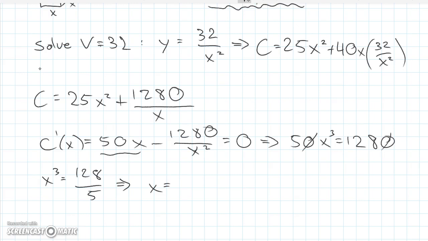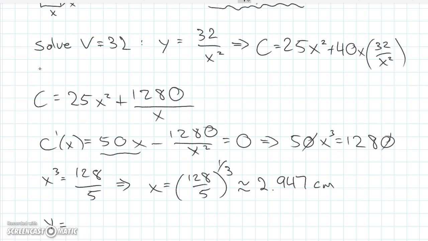So x is going to be exactly 128 over 5 to the 1/3 power. And I did get a decimal for that too. I'm so prepared today. I got 2.947 centimeters. Okay, and then we want to find the cost of the box, so we also want to find y.